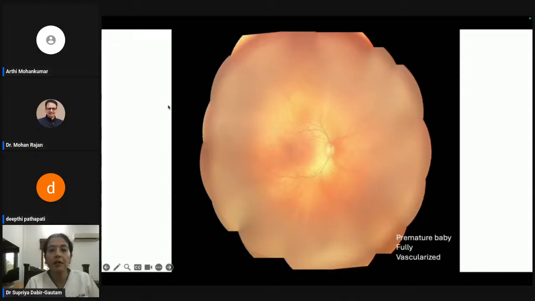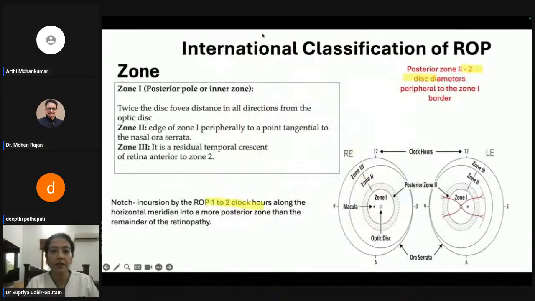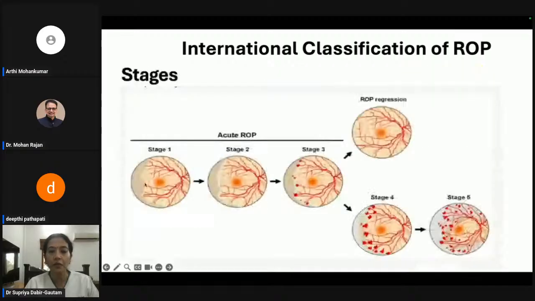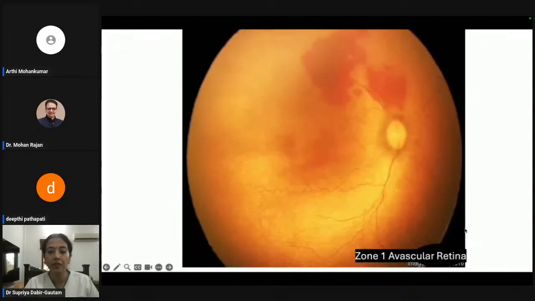This is how a premature baby looks when the retina is completely vascularized. It's reaching the ora from the optic disc, optic nerve, all the way to the periphery of the retina. For easier conversing between different scientists across different retina specialists across the globe, there's an international classification of ROP which divides the retina into 3 zones. Zone 1 being the most posterior, zone 2, and then zone 3 as you go anterior, and different stages of ROP. And the ones that we treat will be the most severe diseases. Stage 4 and stage 5 invariably may need surgery.